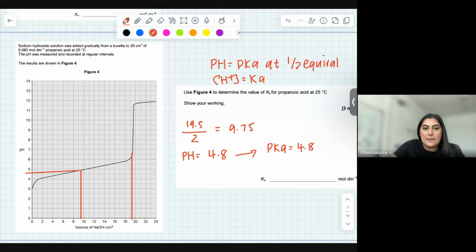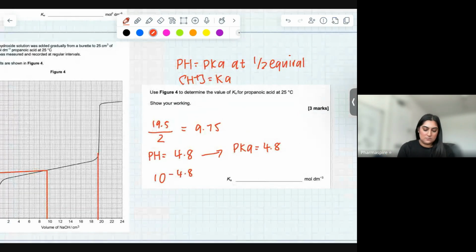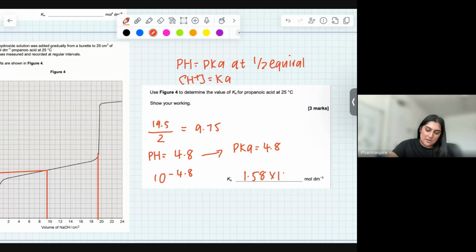What can I do to that to get my Ka? Yeah, 10 to the power of minus 4.8, you get your answer. And that is 3 marks. 1.58 times 10 to the power minus 5. They'll give you like a leeway as well, so don't stress. But is everyone okay with that?